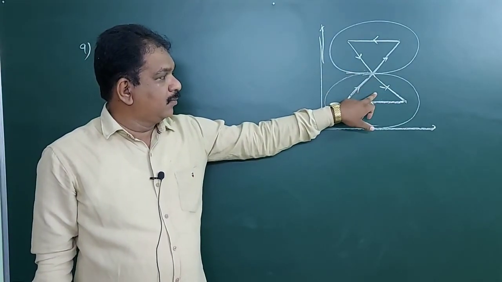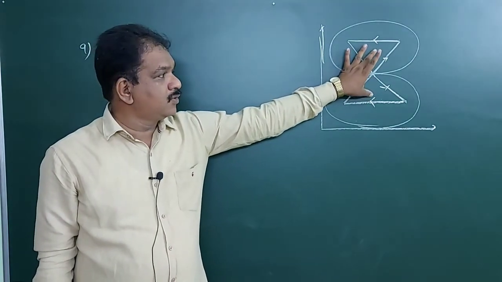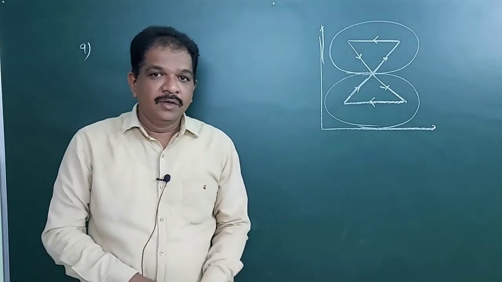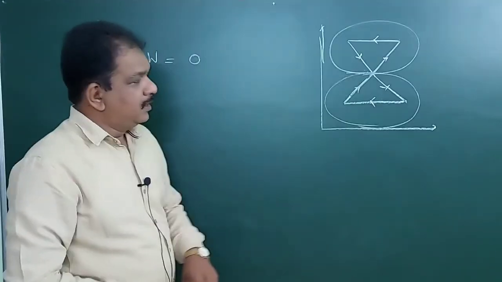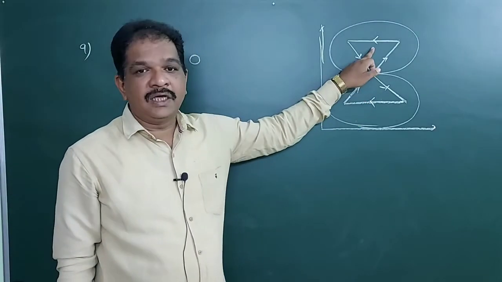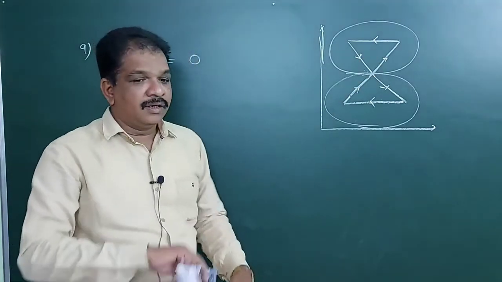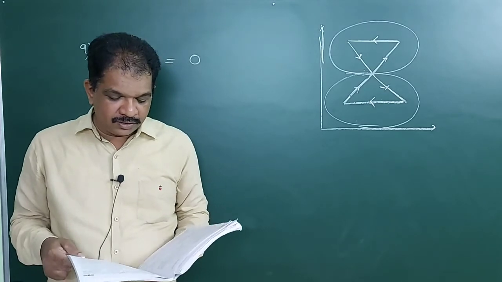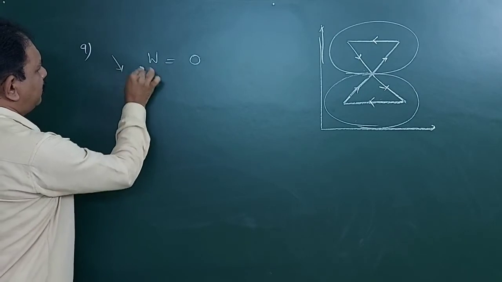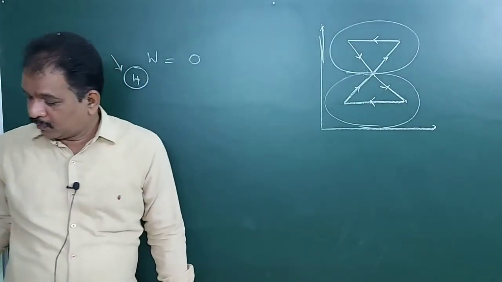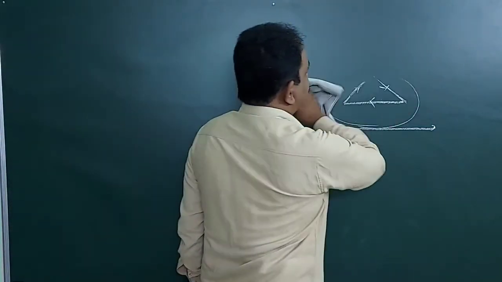So, work done by this will be positive, work done by this will be negative because these two areas are the same. Net work done is equal to 0. This work done is positive, same amount of negative work done will happen. So net work done in this graph will be equal to 0. 9th question, it will be 4th option.